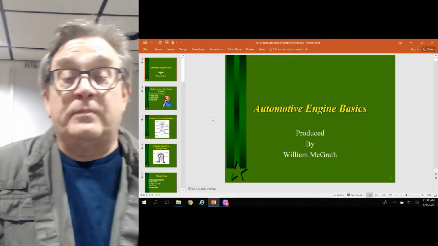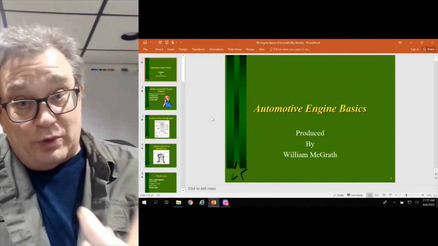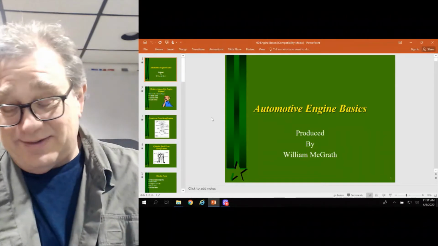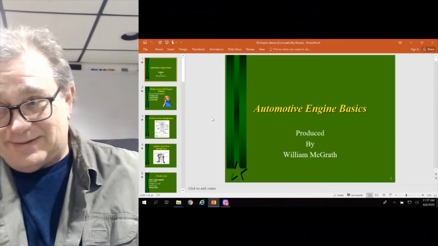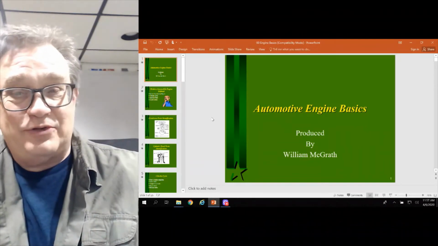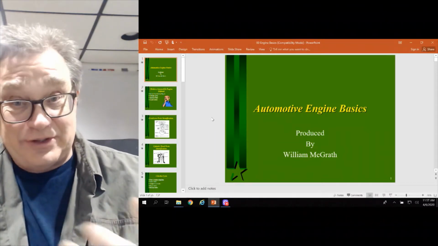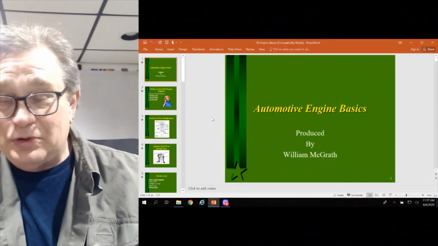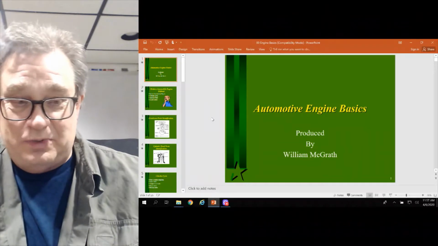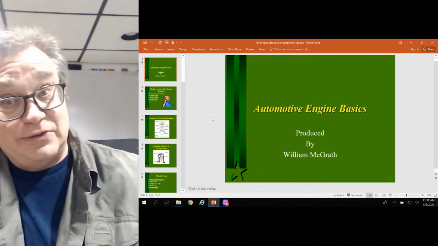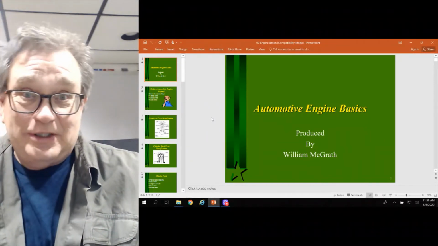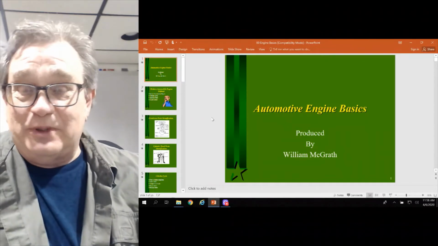Hi, guys. All right. We're going to be working on engine basics. Normally I would have you go into the engines lab and actually take an engine apart a little bit, so you can see all these pieces and hold them in your hand. But since we don't have that, all I got is pictures. So here, let's rock and roll.